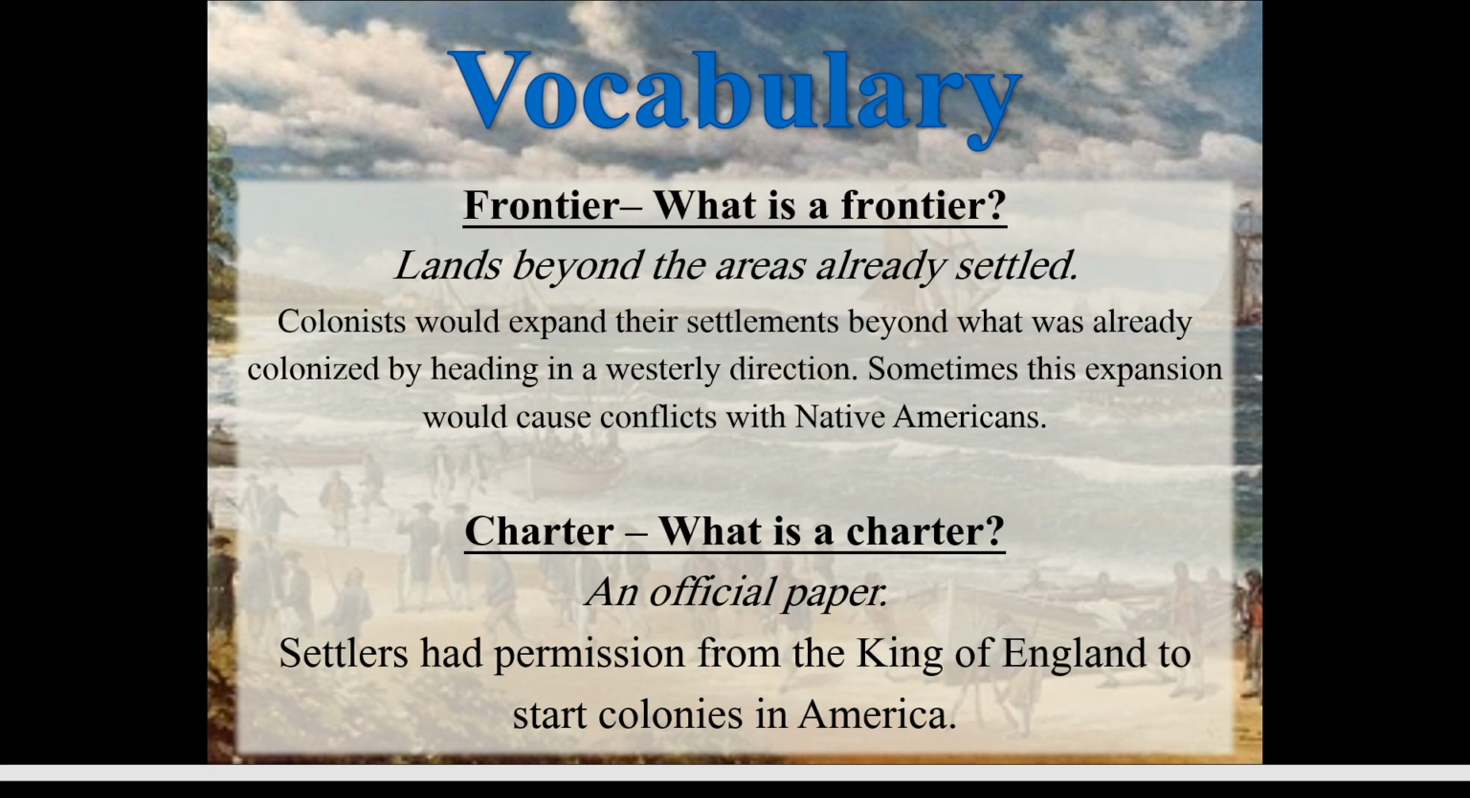It is like a passport for today, right? A passport is your official document if you want to travel from one country to another via airplane, right? So likewise, the official paper was an official document from someone with authority, right? That gives you permission to do something.